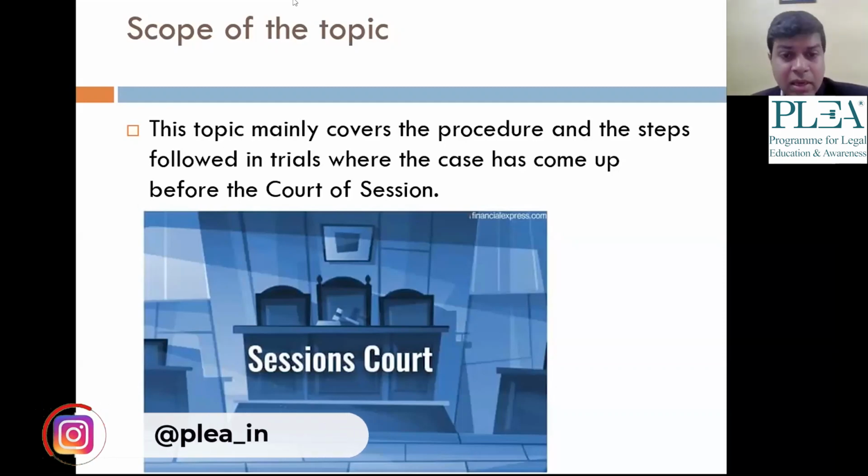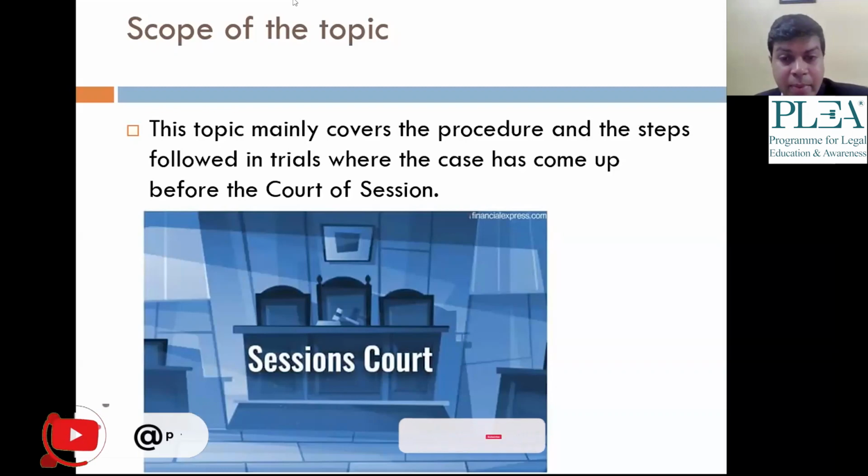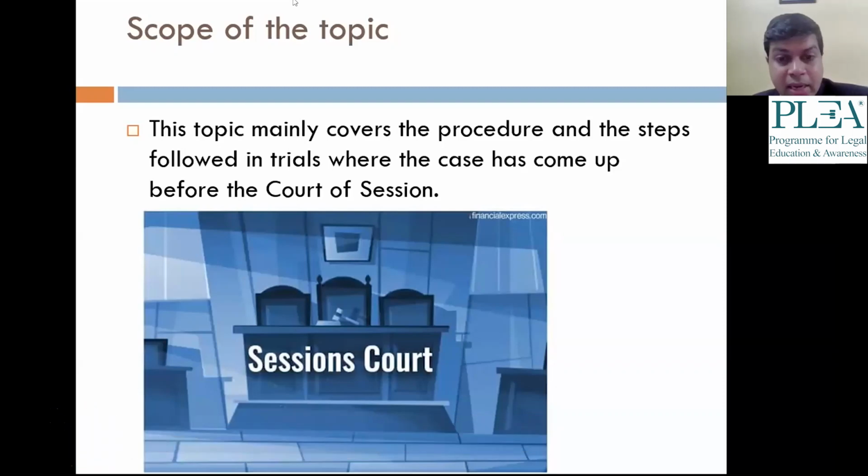If the case is not exclusively triable by the court of sessions, then the judge may frame a charge against the accused and by order transfer the case to the chief judicial magistrate or other judicial magistrate of first class. He shall direct the accused to appear before the judicial magistrate to whom the case has been transferred. The magistrate then shall try the case in accordance with the procedure laid down for the trial of warrant cases instituted upon a police report.